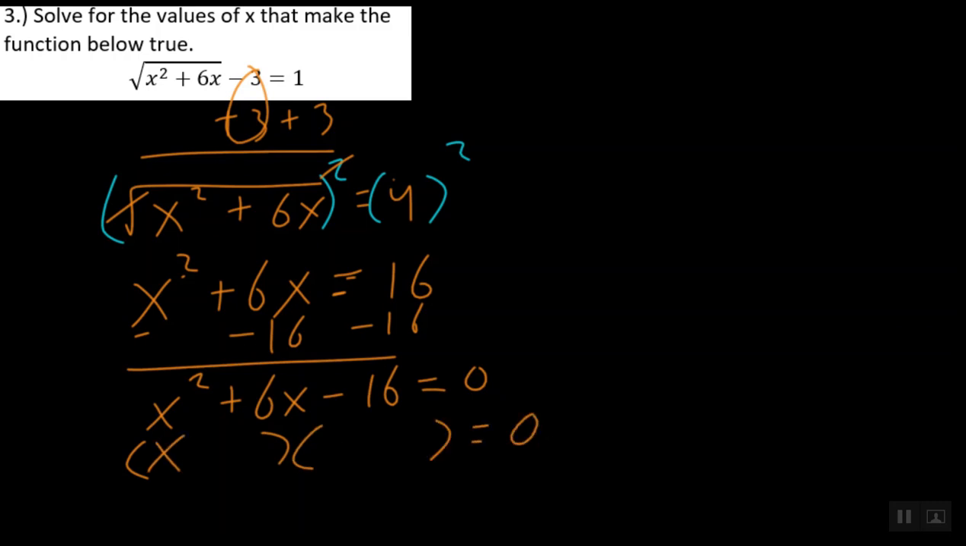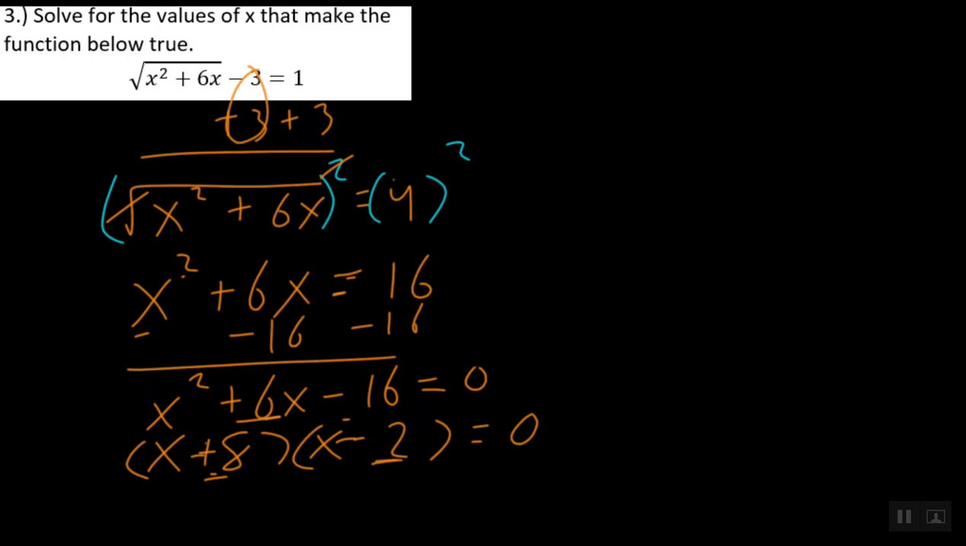And I know x squared splits up into x and x. And what two numbers multiply to be negative 16, but add up to be positive 6? Well, you can practice, you can try it out, but it would be positive 8 and negative 2. Because 8 minus 2 is 6, and 8 times negative 2 is negative 16.